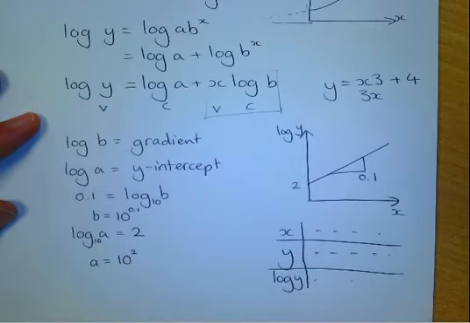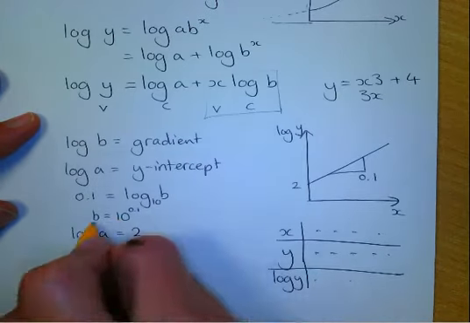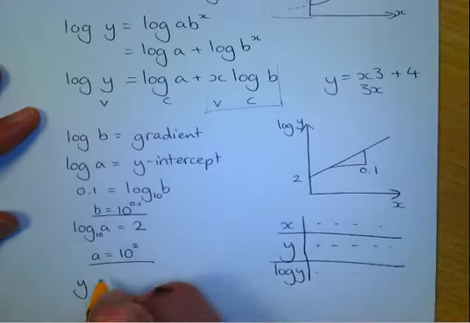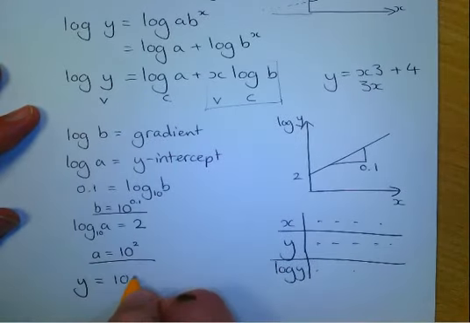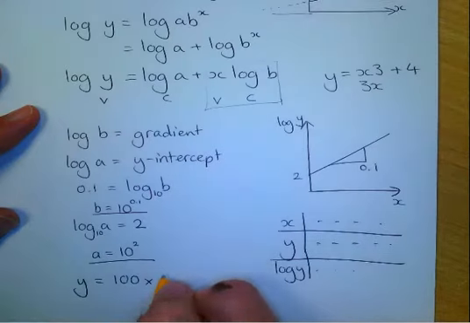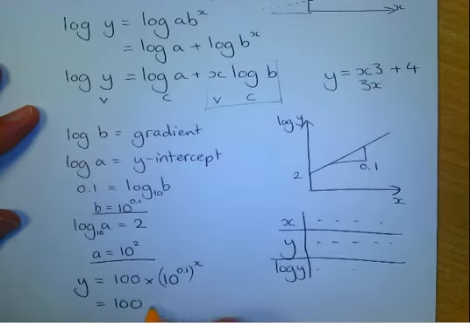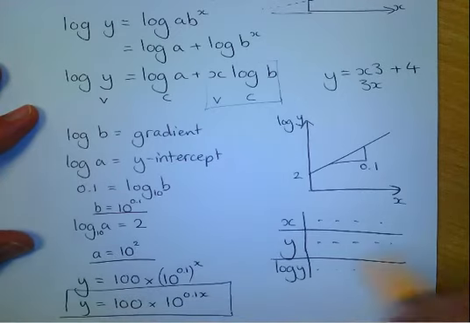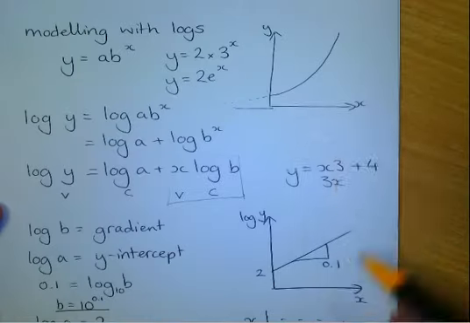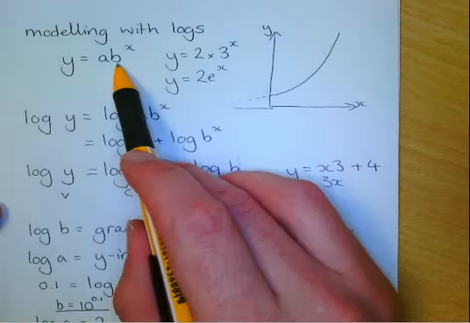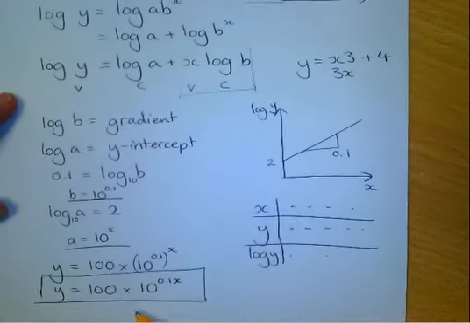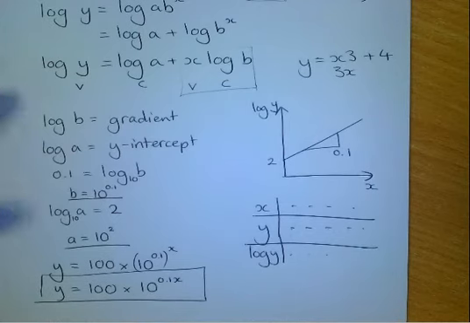So there you have it. To finish off, y is equal to 100 times 10 to the 0.1, to the x, or you could tidy that up a little bit more, 100 times 10 to the 0.1x using your power law for indices. So if from our data we had something that looks like this, we could use this model and we would see if it fits using logs. And that's it. Best of luck.